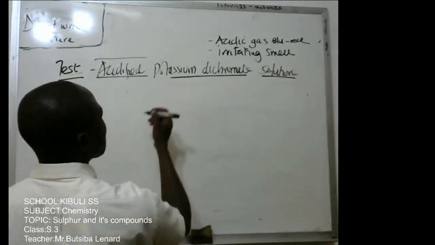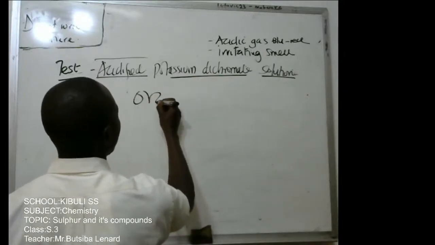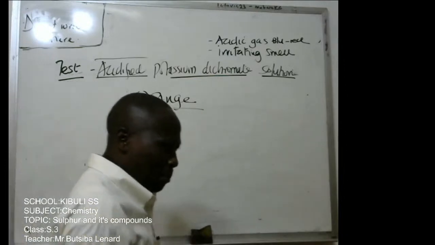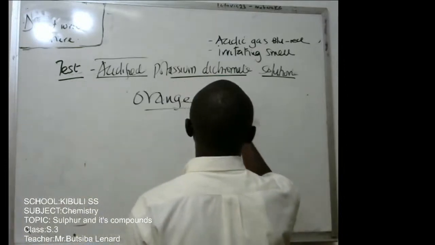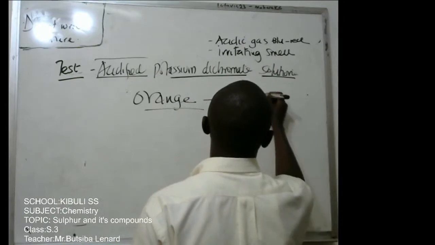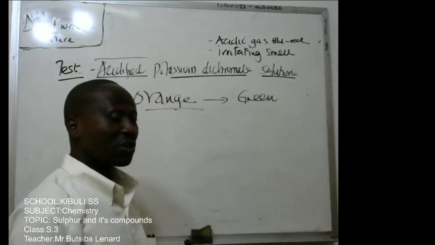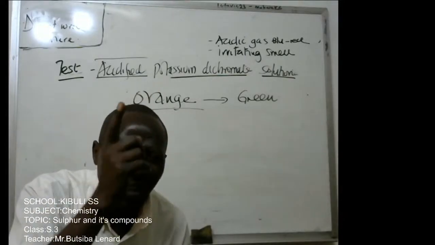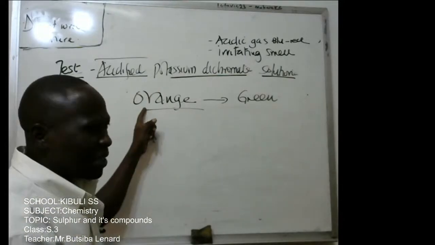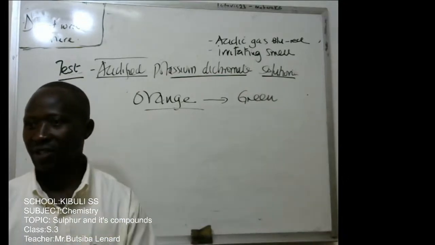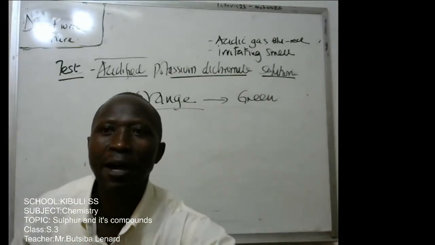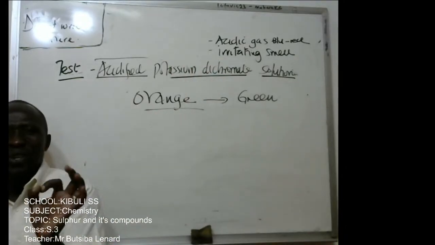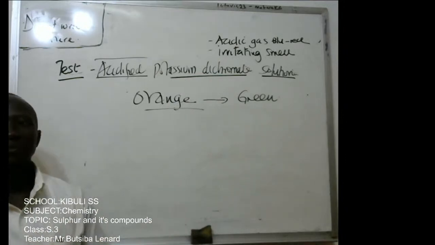The color of acidified potassium dichromate is orange. And the moment sulfur dioxide passes through the solution, the orange solution is going to turn green. In chemistry, it shows that a reaction has taken place. And at our level, the only gas that can give us this property is sulfur dioxide. There are others, but in the future. That's why it's a unique test for sulfur dioxide.